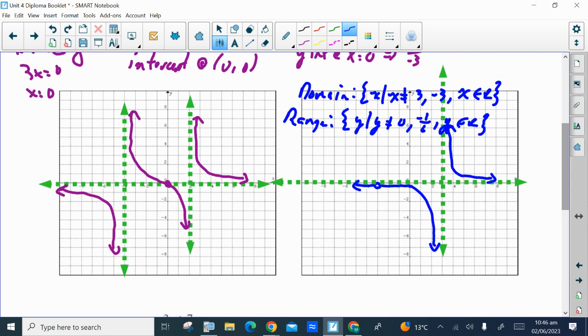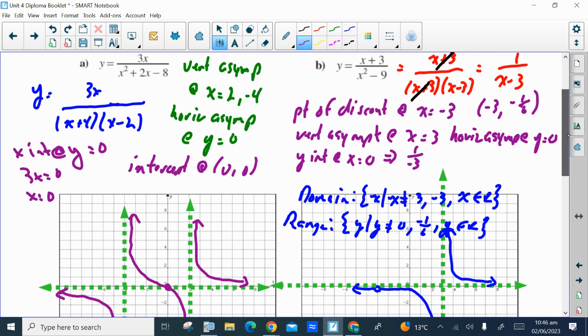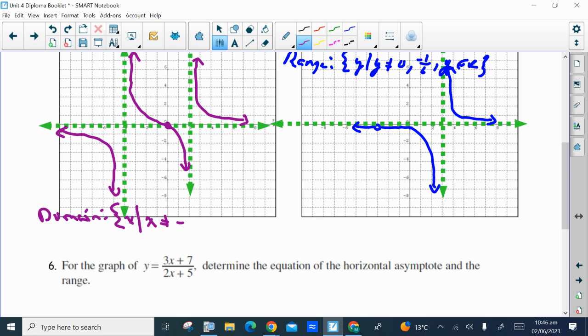All right, let's go back and do the domain and range of the first one. All values of x such that x cannot equal, we just have our two asymptotes, -4 and +2. And in this case here, the range has only one restriction from the y-axis. Y cannot equal 0. There is no point of discontinuity here.